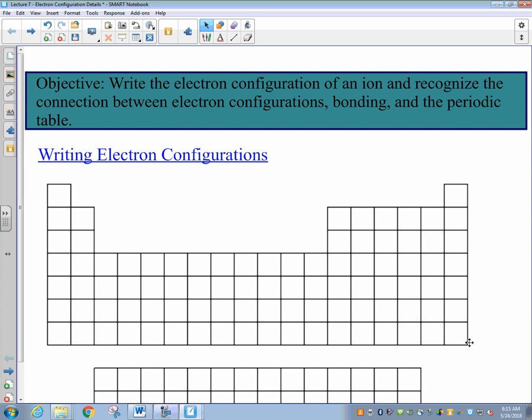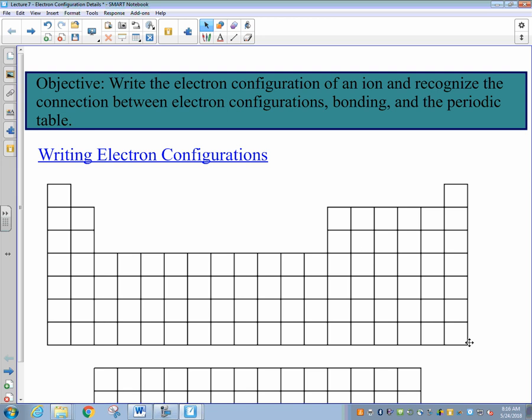All right, ladies and gentlemen, the purpose of the lecture you're about to look at right here is to fill in some more information about the process of writing electron configurations. We'll also be discussing during the course of this lecture the shortcuts we can use when writing electron configurations, and also we'll be looking at the formation of ions from a perspective of what's happening with our electrons.